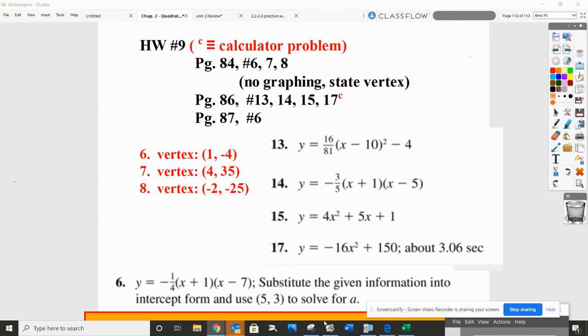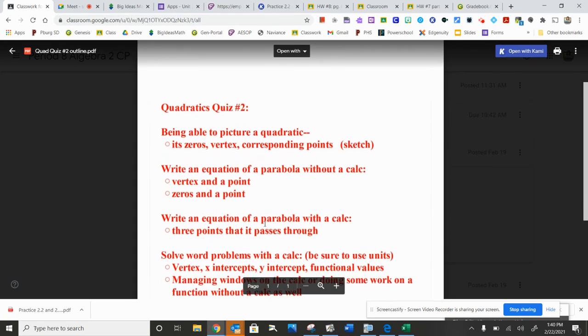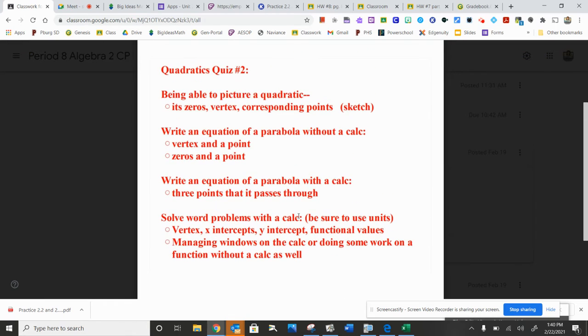Tomorrow, we will have a quiz on the second part of quadratics. So here are some things that you can expect. This is posted on Google Classroom already.